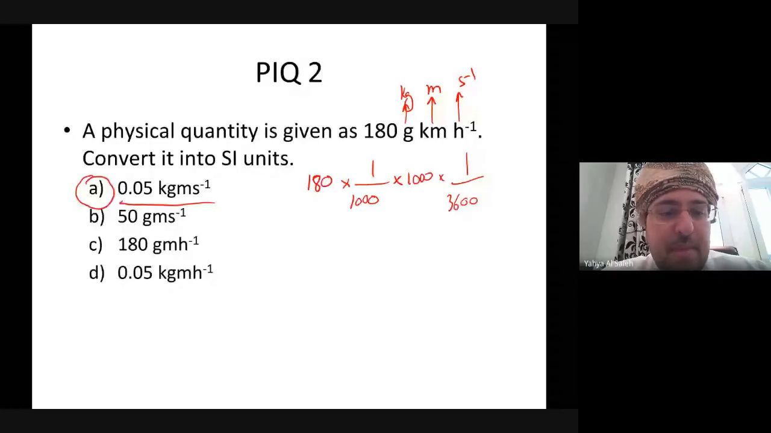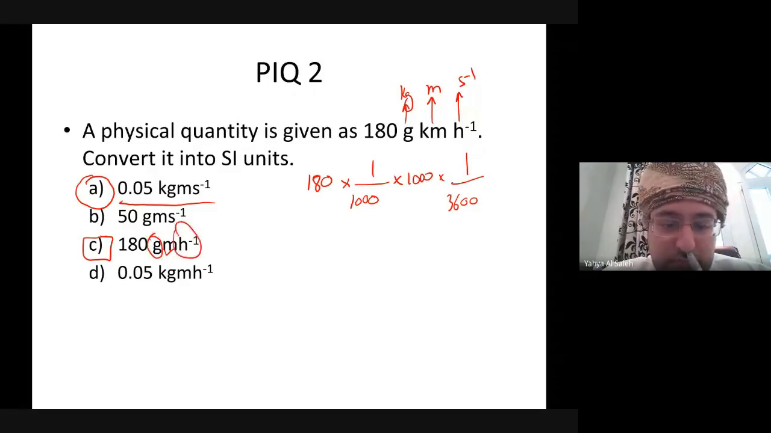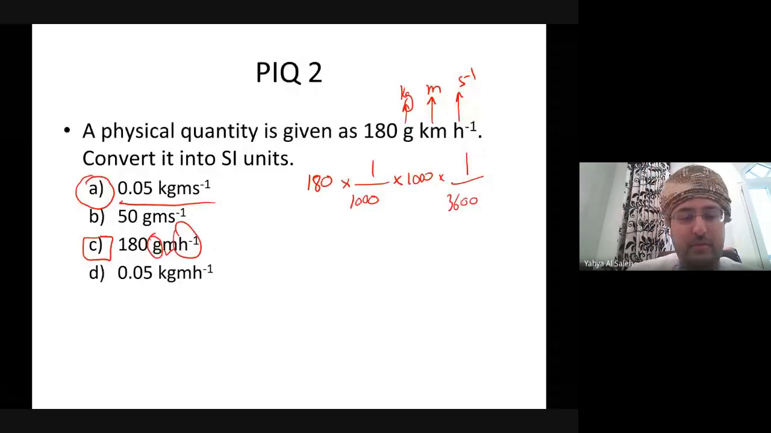Okay, many people chose C. What you did is you converted the kilometers, but you forgot to convert the grams and the hours. Okay, so be careful with that. All right. Do we have more time?